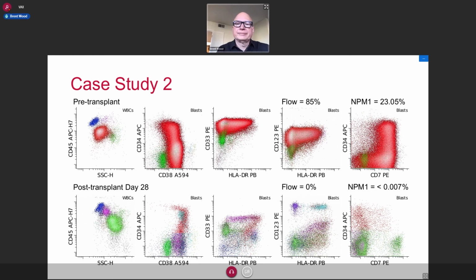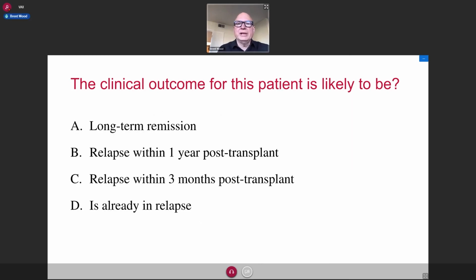So next. What does this mean? Is this patient likely to go into long-term remission? Are they going to relapse early after transplant, or perhaps immediately after transplant, or maybe they're already in relapse based on the NGS result? Next.